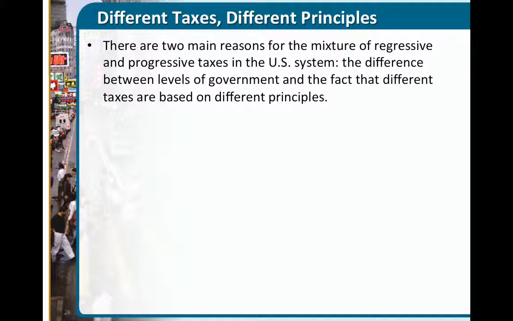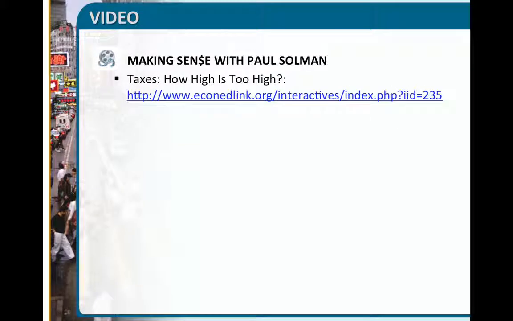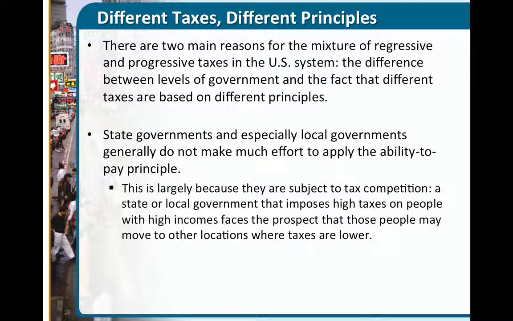So there's a mixture of regressive and progressive taxes in the U.S. system. A lot of that is because the state and local governments generally don't make a lot of effort on the ability to pay principle because there's competition between them. If I'm a business owner, living in Indiana compared to Illinois is a big deal. That's why a lot of businesses are flocking to Indiana, where there are lower taxes for your business. That's a perfect example of that. And I think that explains all of it. Again, this was a really long chapter, but hopefully not too difficult.